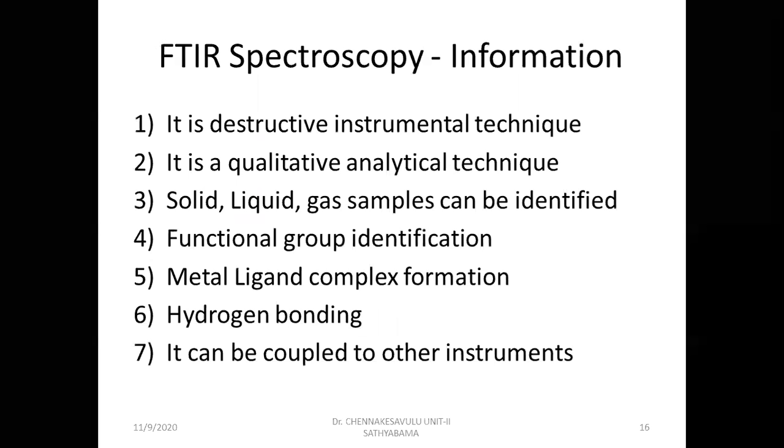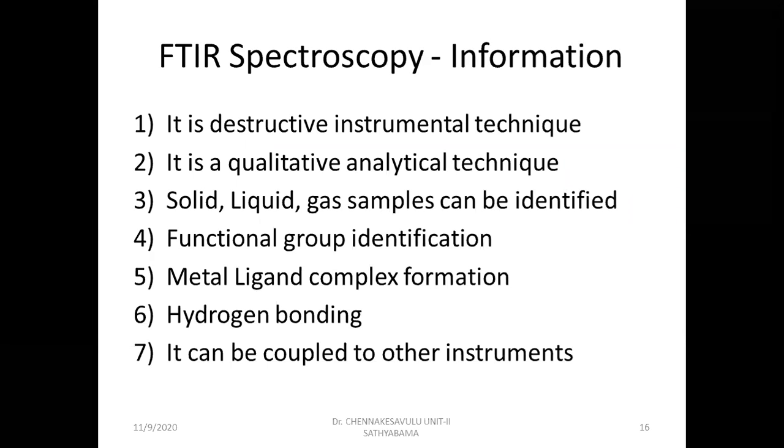The information we can obtain from FTIR is this: it is a non-destructive instrumental technique, we can recover the sample, and it gives us qualitative information. We can analyze solid, liquid, and gas samples, and majorly we can identify the functional group from FTIR spectroscopy. Similarly, metal-ligand complex formation and intramolecular and intermolecular hydrogen bonding can be analyzed by FTIR spectroscopy.